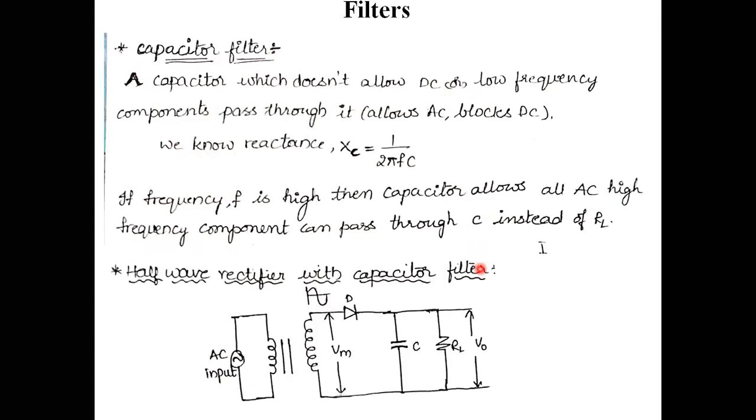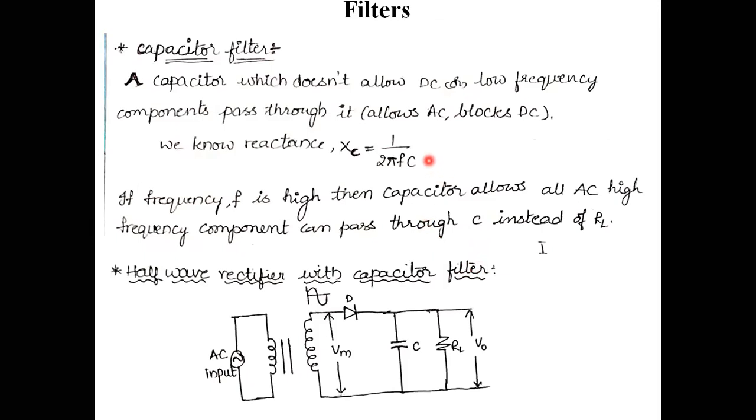Next one is filter. Here we are going to use two types of filters, that is capacitive filter and inductive filter. Capacitive filter and inductive filter, two types of filters are there. Here, mainly, we are going to use the capacitive type of filter.